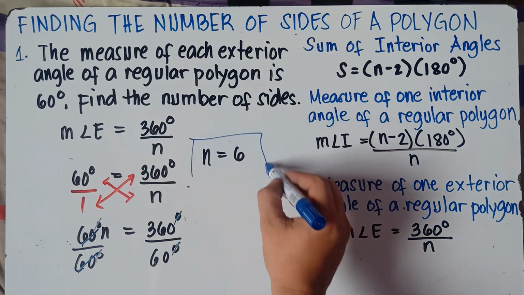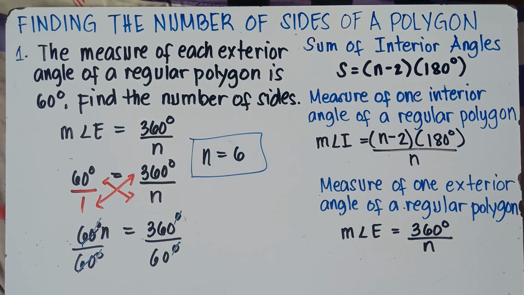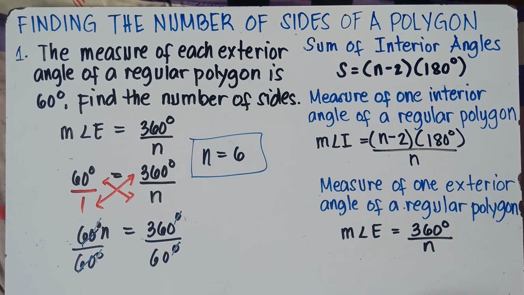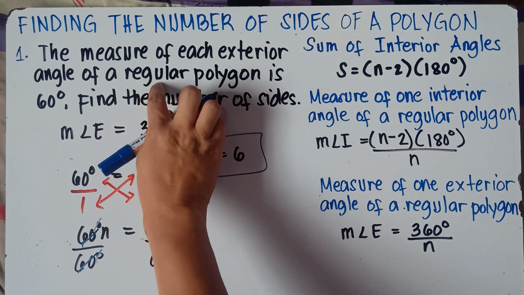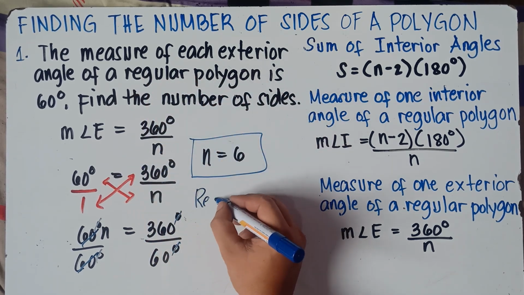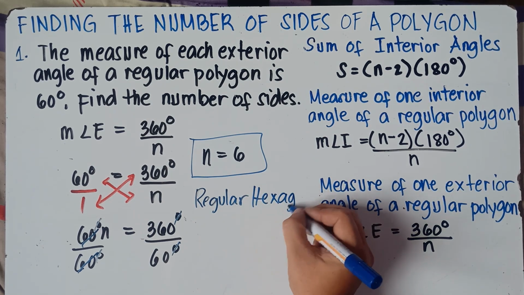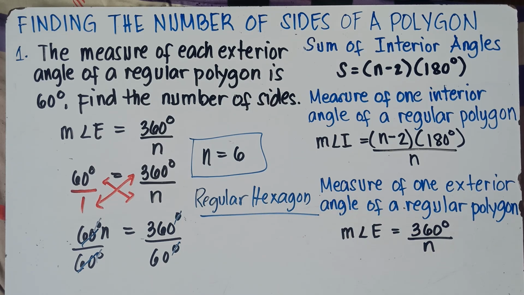Now, a polygon, class, with 6 sides, what do you call this polygon, class? And it should be regular because we have regular polygon. So polygon with 6 sides, that would be hexagon. And since this is regular polygon, this will be regular hexagon. Alright, so 6 sides for example number 1. That's it, class. All set.